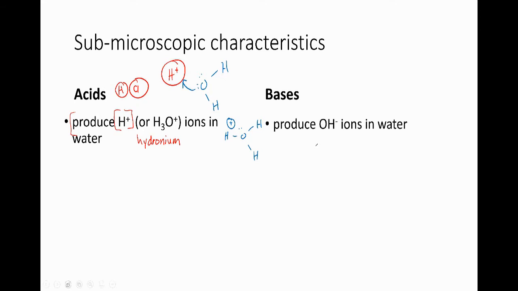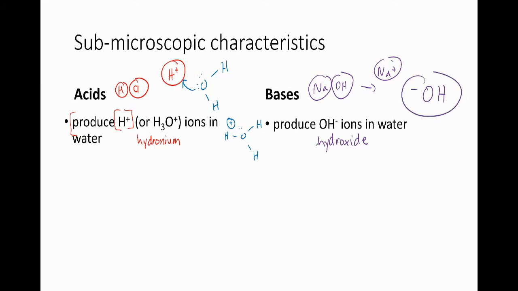Bases, on the other hand, produce OH-, which are also known as hydroxide ions, when they are released in water. For example, a common base is sodium hydroxide. When it splits apart in water, you have your sodium ion, but you also have your hydroxide ion.